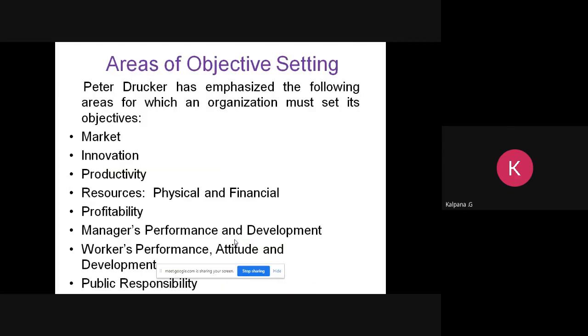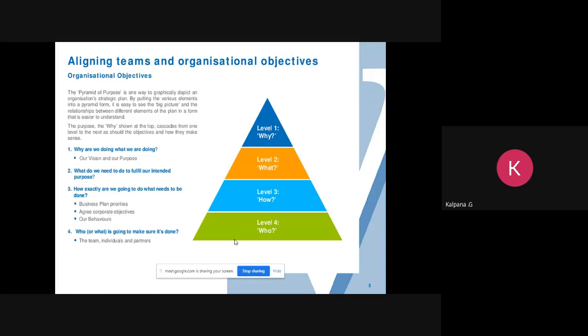Areas of objective setting. Where all can we set these objectives? All these, we were dealing with the guidelines: what are the points to be taken into account when we are setting the objectives? And the second one is all about how we are going to align the teams, and how we are going to work in cooperation among the teams.